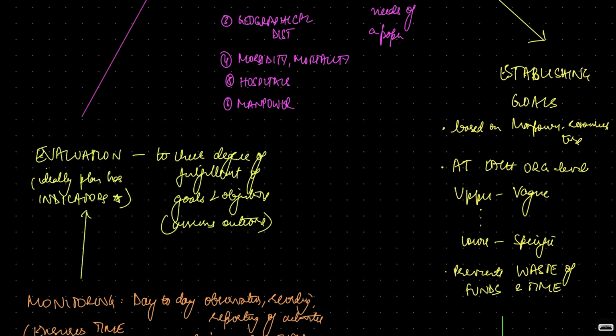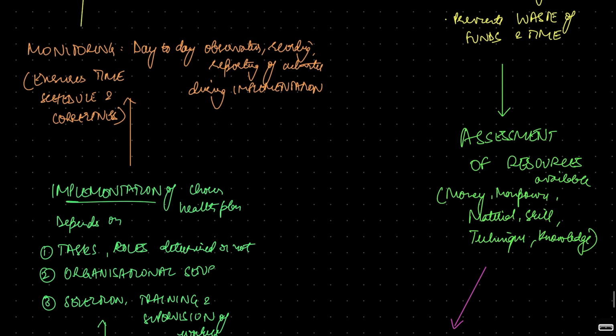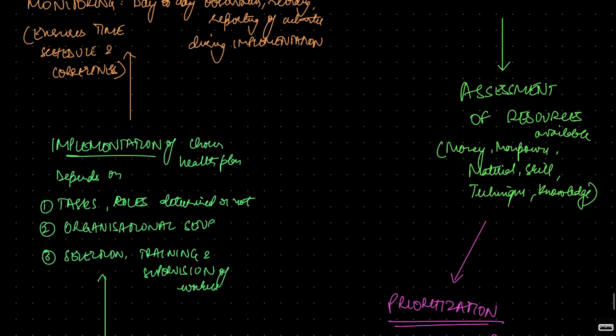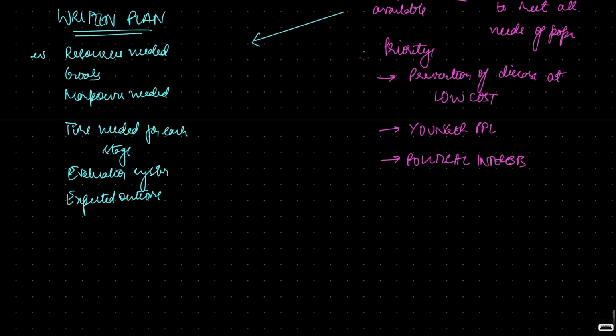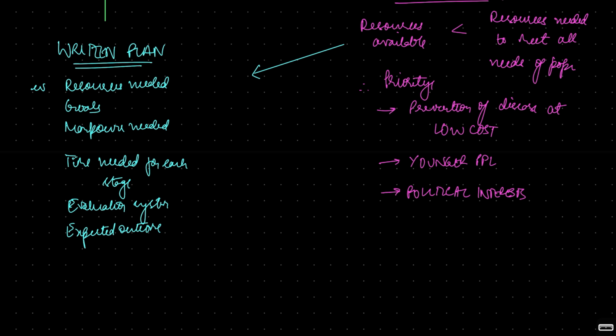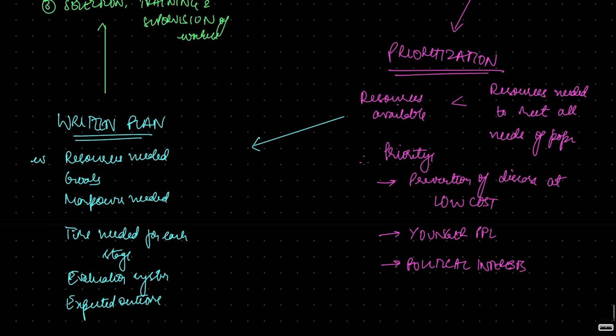The higher the level, the more vague the goal; the lower the level, the more specific the goal. Assess the amount of resources: money, manpower, technique, knowledge, everything. Prioritize the goals based on some criteria, like younger people you want to save, low cost you want to save. Submit a written plan with all the required information like time, money, manpower, evaluation system, expected outcome, etc.